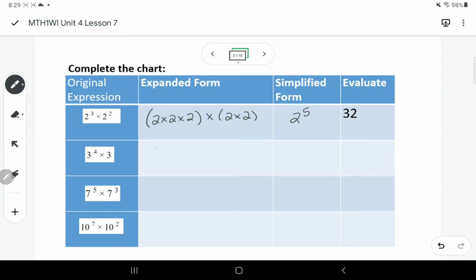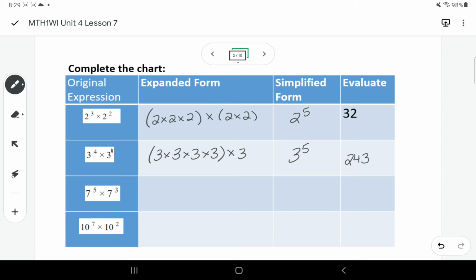Okay, so hopefully you guys have completed this chart. Here I've got 3 to the exponent 4 times just 3. Remember that that counts as an exponent 1. And here I see I have 5 3's all multiplied together. Make sure you know how to use your exponent button. 3 to the exponent 5, double check on your calculator, is 243.